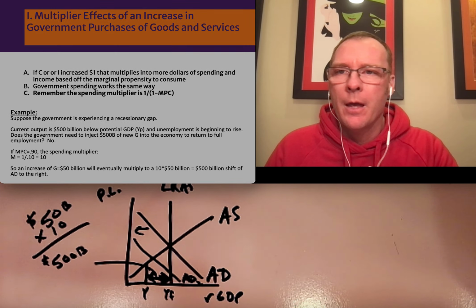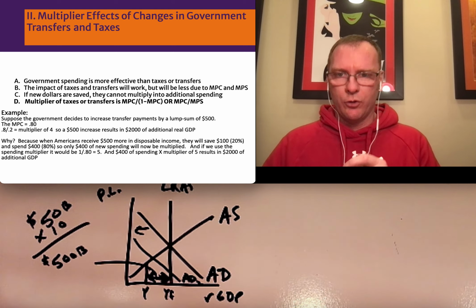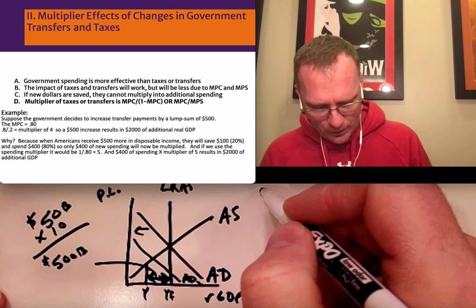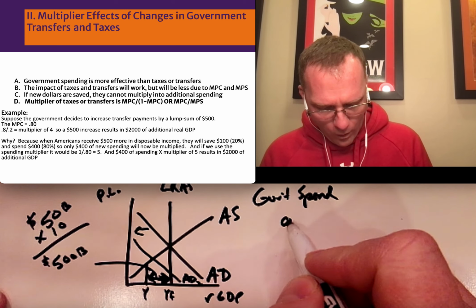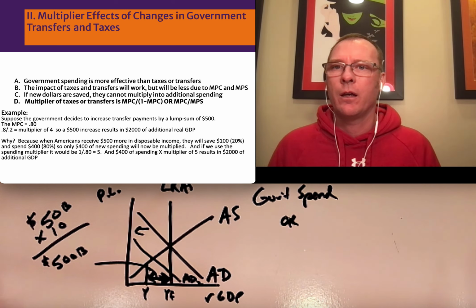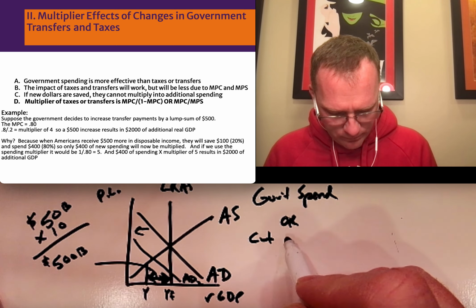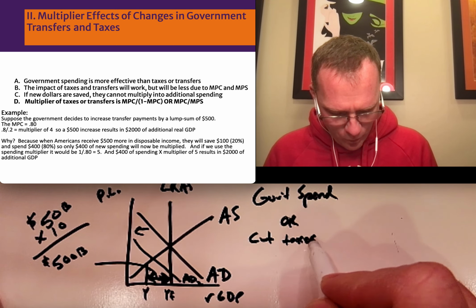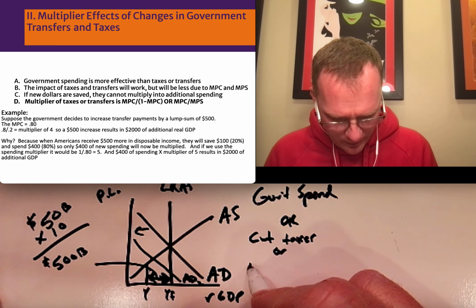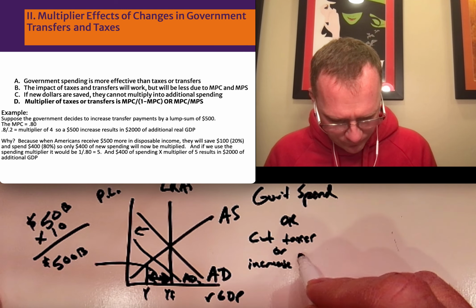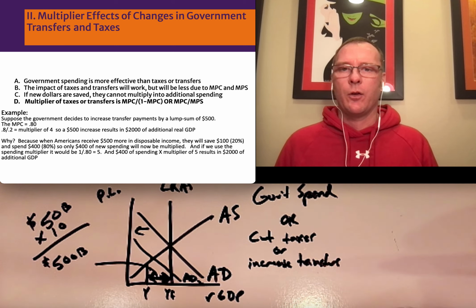Now, remember, we can do two things. We can choose to, in this case, have the government spend. That's one thing. Or we can choose to do something like cut taxes, or we can increase transfers too. That also would work. So the government can do basically those things.